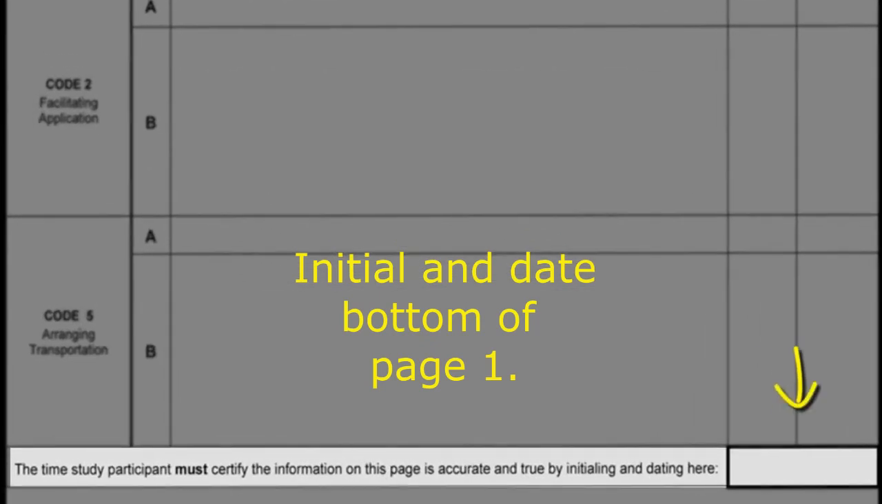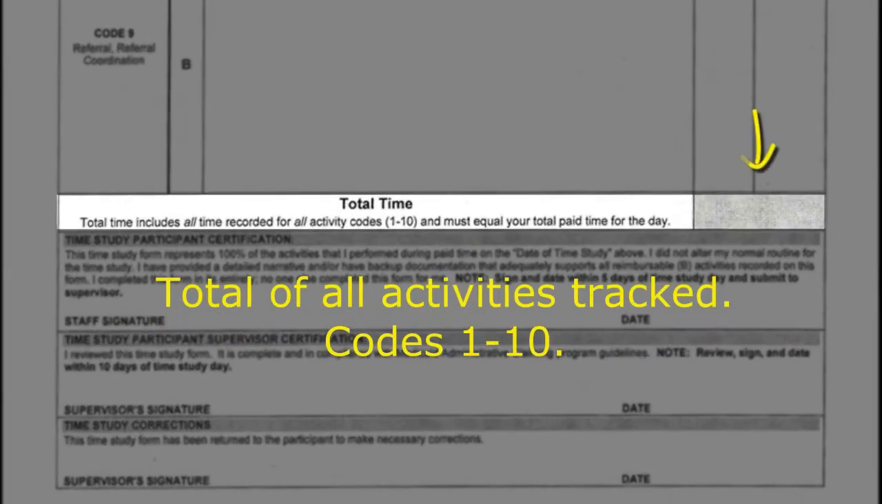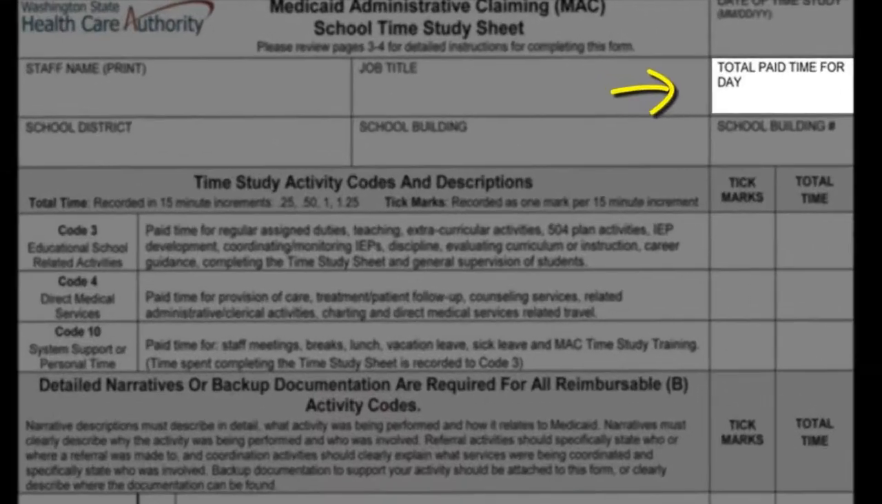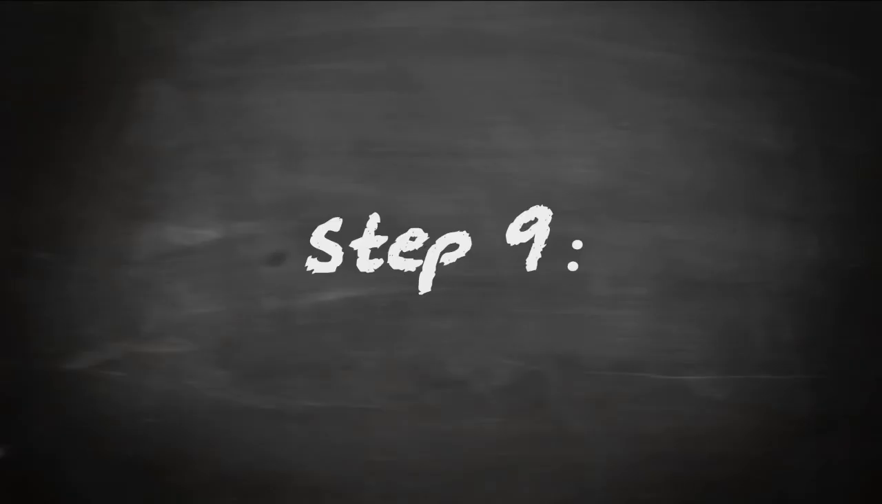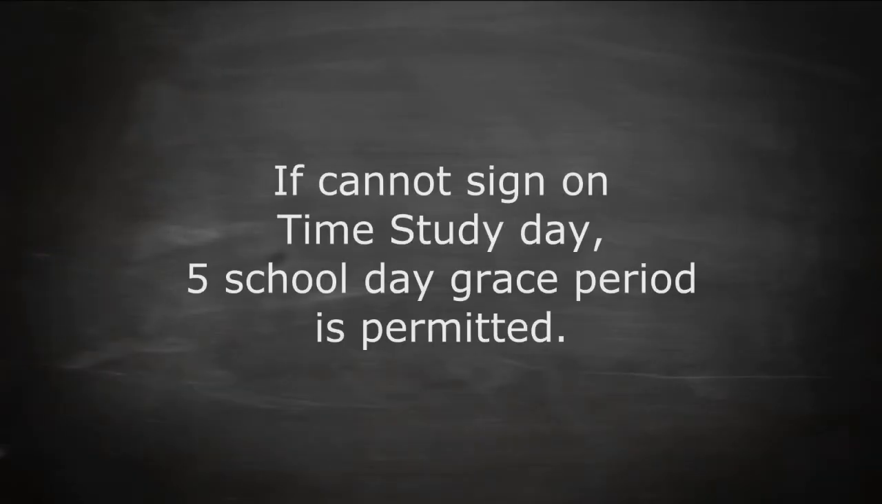Number 7. Participant must initial and date the bottom of page 1, certifying the information on the page is accurate and true. Number 8. In the total time box, combine the total of all activities tracked, codes 1 through 10. This combined total should equal the total paid time for the day, which is from Step 1. Number 9. Participant must sign and date your form using ink in the participant certification box. If that cannot be accomplished on the actual time study day, a 5 school day grace period is permitted.